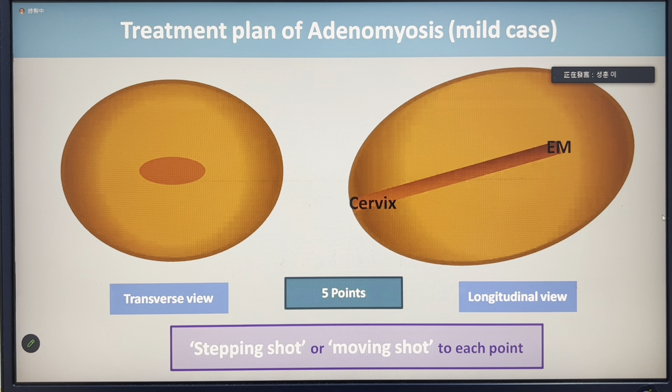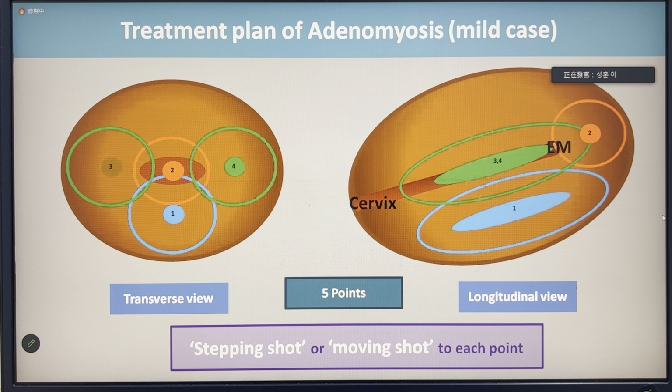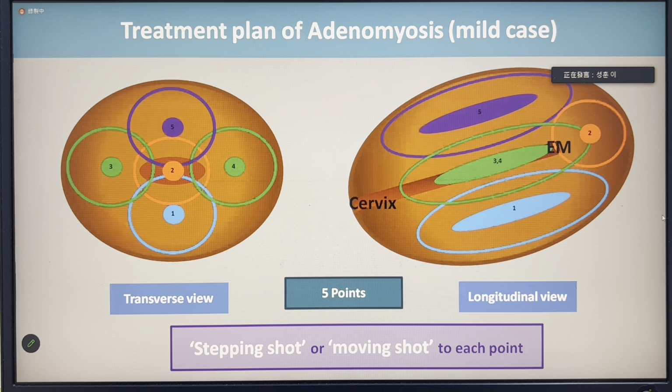In the case of small adenomyosis, 5-point ablation should be sufficient, but since it has to be ablated longitudinally, using moving shot or stepping shot, the bottom and far section and bilateral and top area are ablated by stepping shot or moving shot.